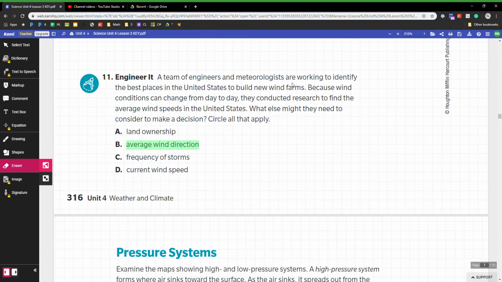This is talking about identifying the best place to build wind farms. They said they did research to find the average wind speeds. The other thing you might want to know is the average wind direction, because you'd want to know if the wind direction is constant. If it's really windy in a certain area, but the wind direction is constantly changing, then that wouldn't be a great place to put windmills, because they're only pointed in the right direction some of the time. So you'd want to find a place where it's windy and the wind is pretty much always in the same direction, so when you have your windmill someplace, the wind is always going past it in a certain direction.